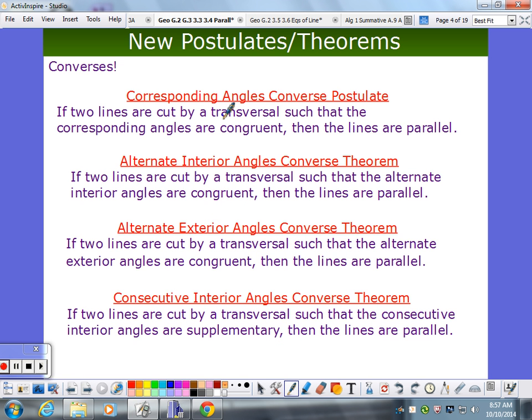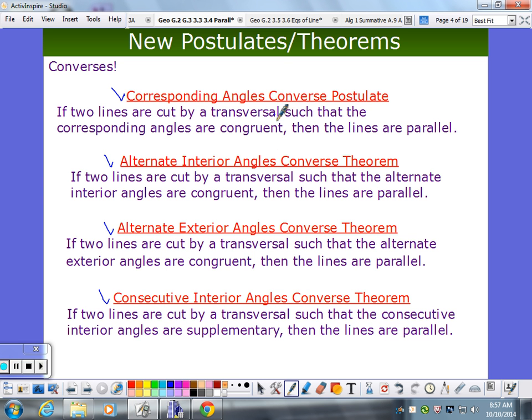So here they are. The corresponding angles, converse postulate. Alternate interior angles, converse theorem. Alternate exterior angles, converse. So if you love memorizing these little names, you're like, I'm not going to remember what they actually say, I'm just going to remember their little names. Now you've got to remember which one is the forward direction and which one is the converse. So we're going to have to try to remember those things, and I personally think that's hard.